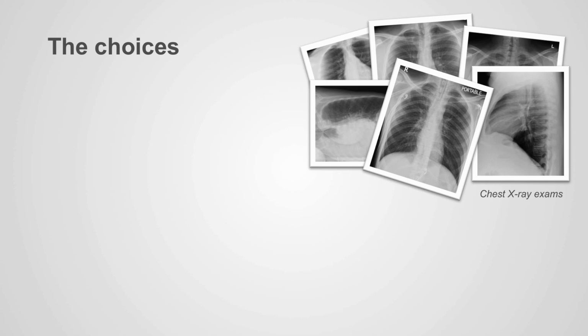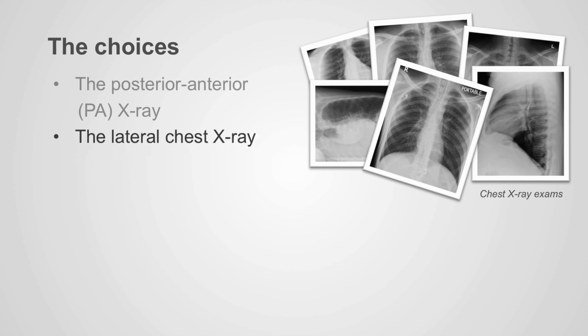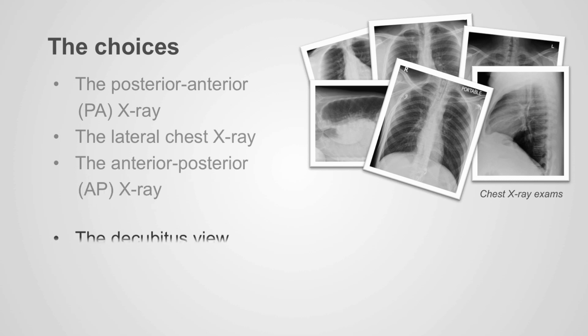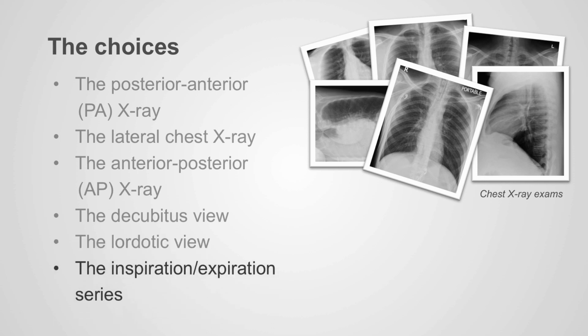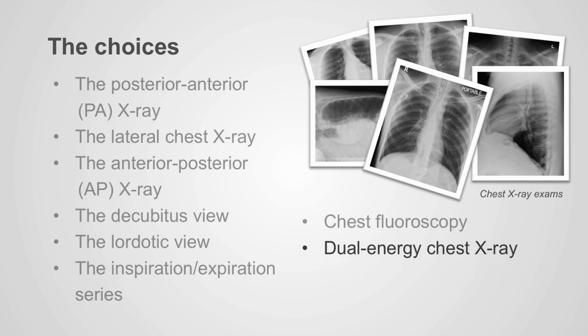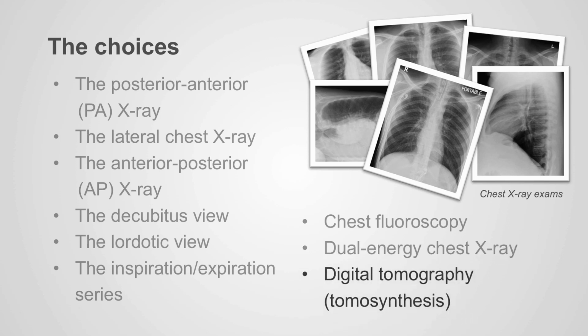We can image the chest using various technologies and techniques. The choices we have include the posterior-anterior X-ray, or the PA X-ray, the lateral chest X-ray, the anterior-posterior, or AP X-ray, the decubitus view, the lordotic view, the inspiration-expiration series, chest fluoroscopy, dual energy chest X-ray, digital tomography or tomosynthesis.